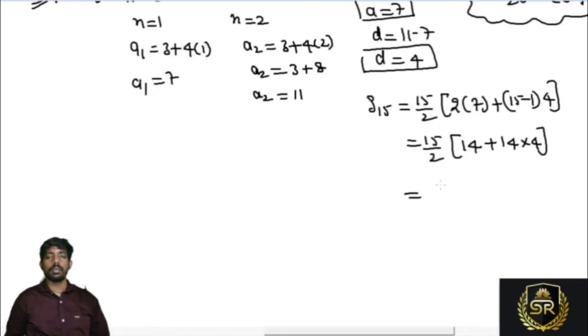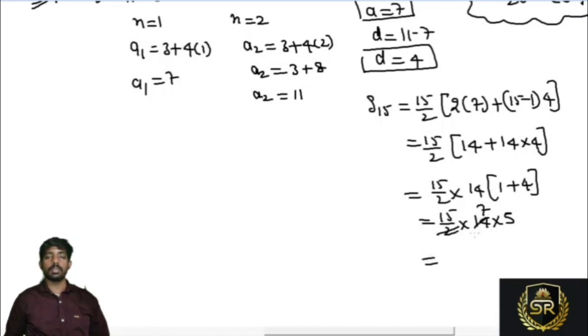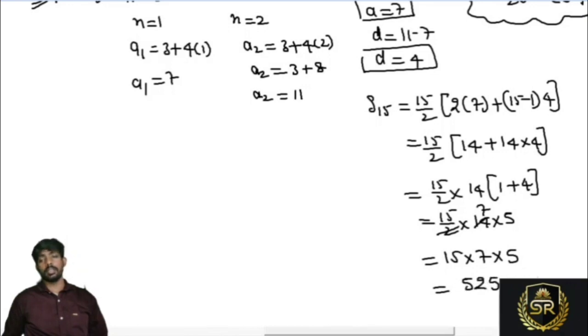See here, 15 by 2 into 14, take common. In the place of 14 you will get 1 plus 4, and 1 plus 4 is 5. So 2 sevens are 14. Here we have the result: 15 into 5 into 5 is 525. 525 is the solution.